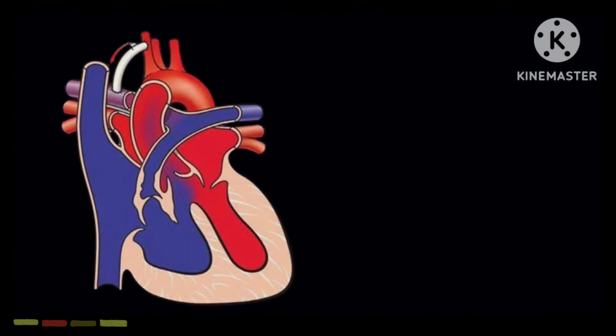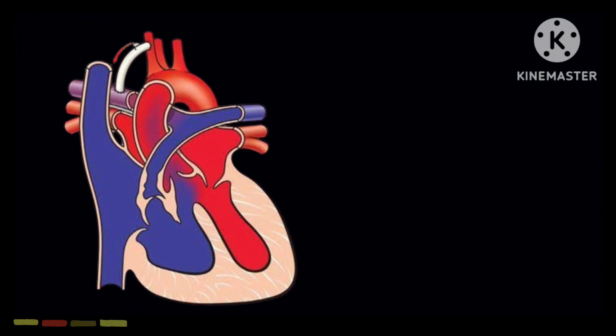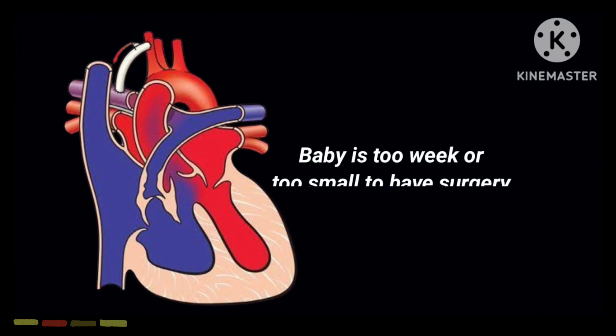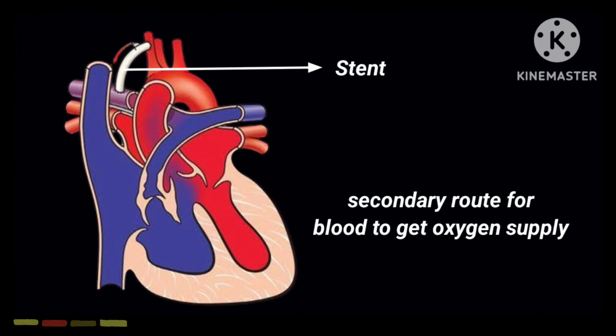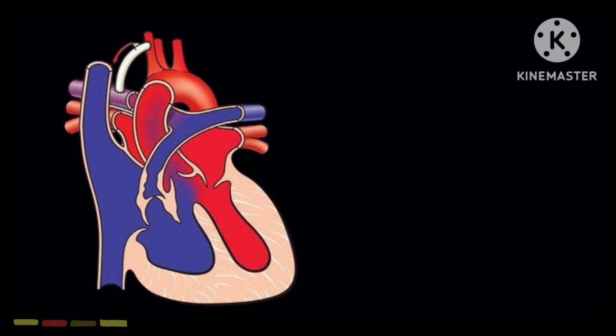Temporary or palliative surgery. This is usually done only when the baby is too weak or too small to have surgery. The surgeon creates a secondary route for the blood to travel to the lungs for oxygen supply by placing a small tube called a shunt between the large artery branching off the aorta and the pulmonary artery. The full repair is done later when the baby grows stronger.